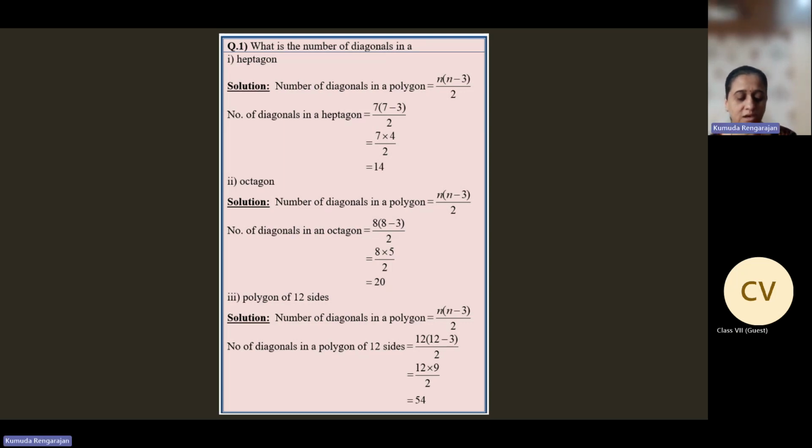Ma'am, can we put a note with the diagonal formula, so that suppose we are doing heptagon, we don't need to put the formula each time? Can we put the diagonal formula as a note? Note. Please write. Please write for every answer. Just write the formula. Okay.